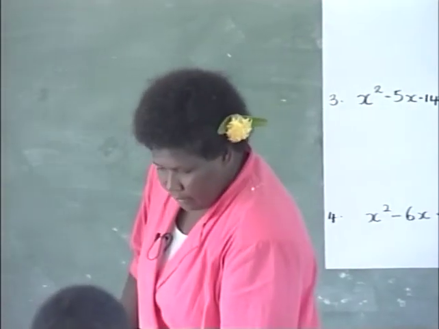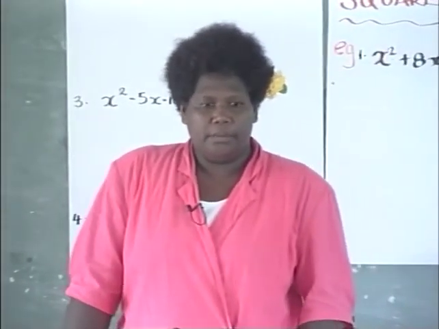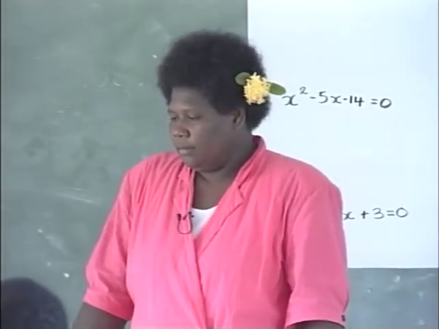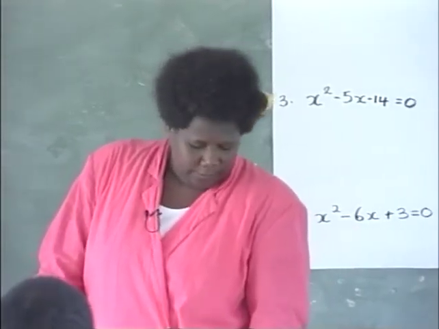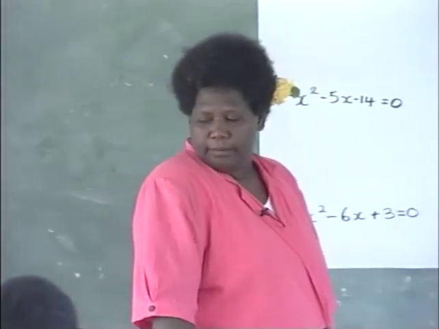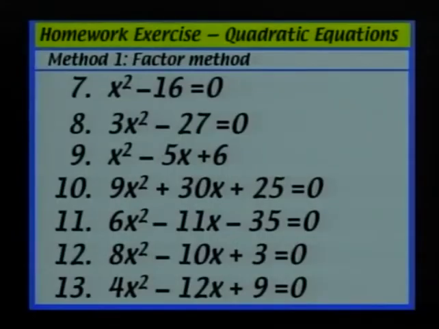All right, then. In our previous lesson, we started looking at solving quadratic equations. And the first method was factorizing, or the factor method. We did some questions, and we have to complete questions 7 to 13. So we'll just go through those questions quickly, orally, and then we'll go on to method number 2. We'll start from George. You have to give us the answer to question 7, please.